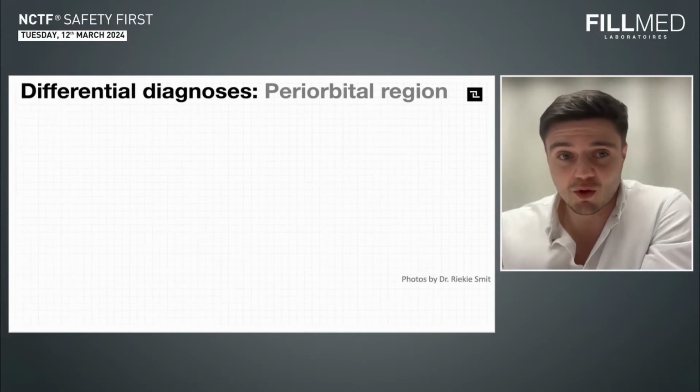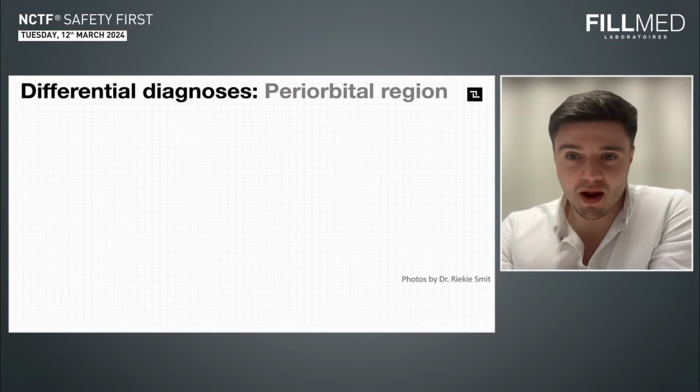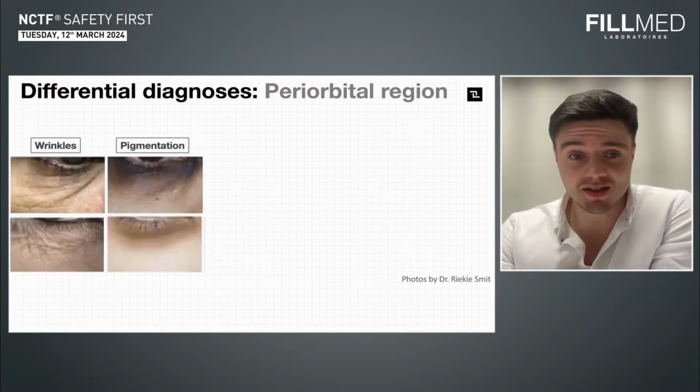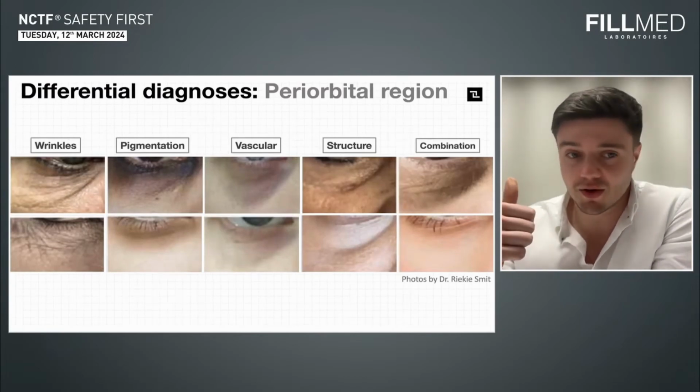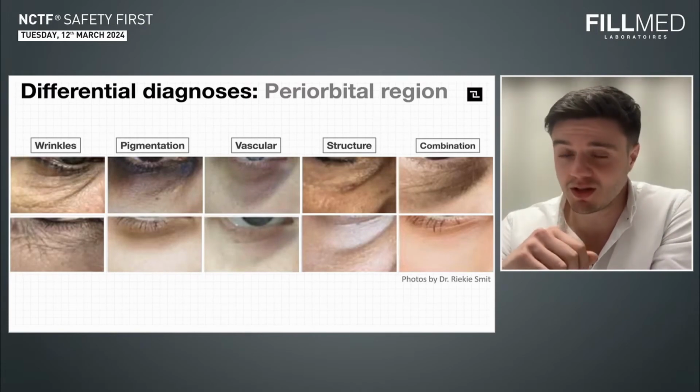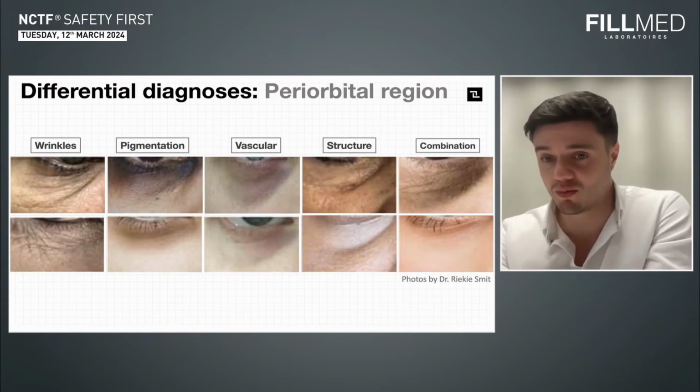Again, as we did for the general skin appearance, we also want to understand what the periorbital region looks like in patients and what is the cause of this appearance. So we have to differentiate. Are the under eye circles being caused, for example, by wrinkles? Are they being caused by pigmentation, by increased vascularity, or do we maybe have even a structural problem?